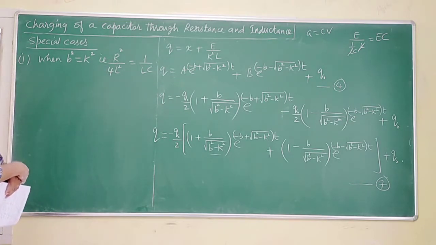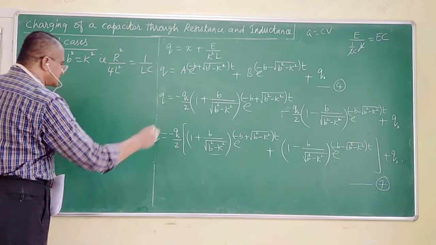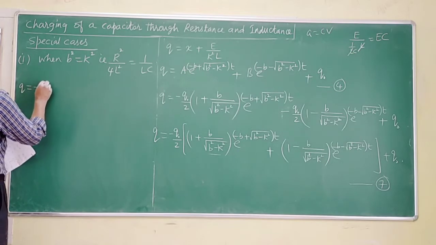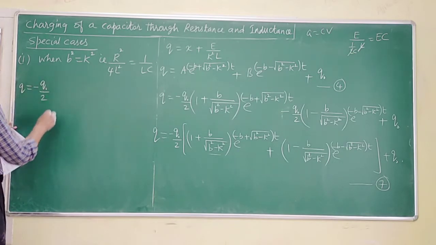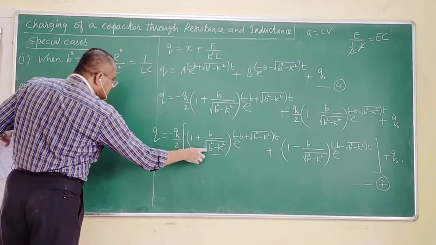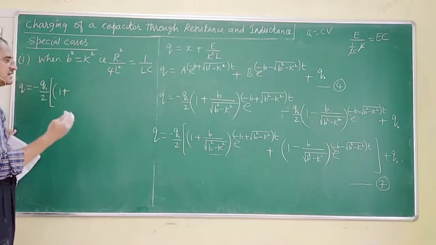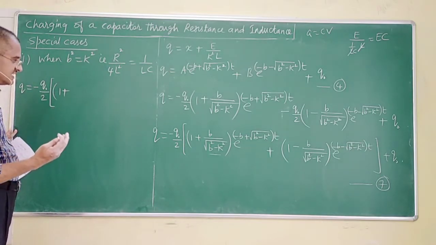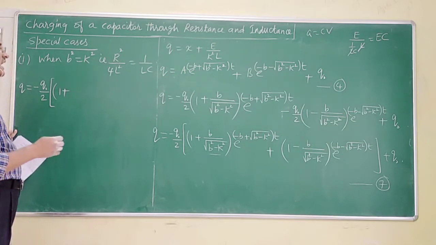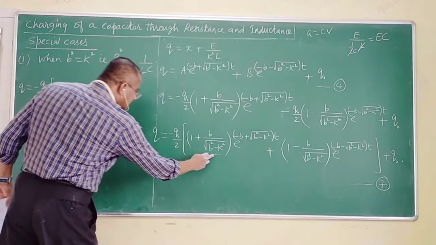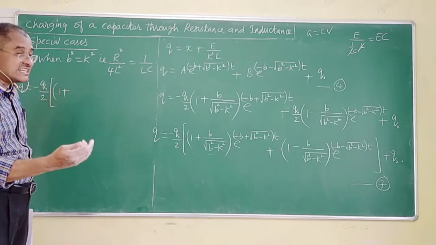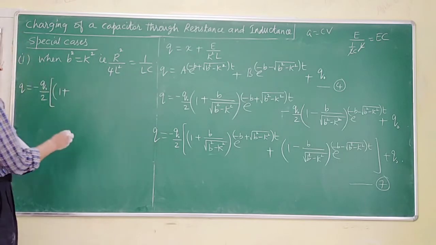Now, we will try to substitute this expression. Q is equal to minus Q naught by 2, bracket open, 1 plus... If I substitute b squared is equal to k squared, the denominator becomes 0 and it becomes infinity. Then solving the expression becomes very difficult for me, and therefore I am not going to substitute b squared minus k squared in the denominator. Instead, I am going to cancel it out in calculation. Let us see how it is.